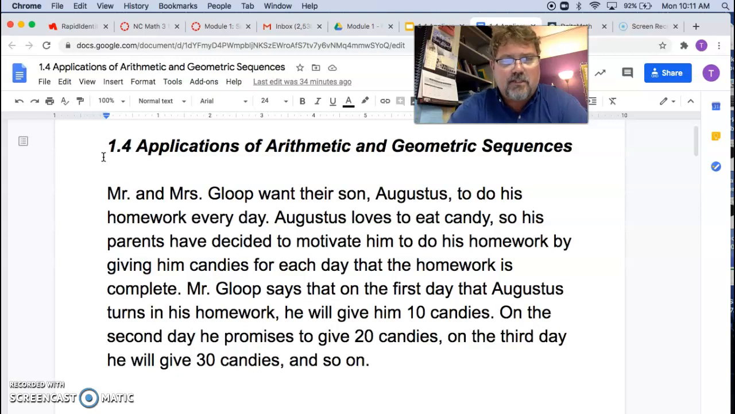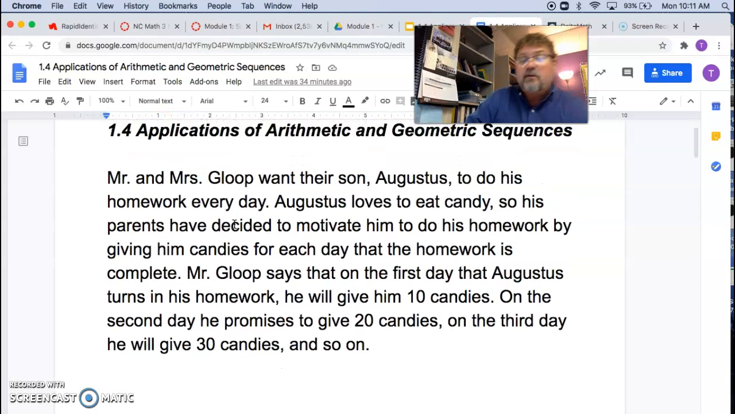It says, Mr. and Mrs. Gloop want their son, Augustus, to do his homework every day. Augustus loves to eat candy, so his parents have decided to motivate him to do his homework by giving him candies for each day that his homework is complete. Mr. Gloop says that on the first day that Augustus turns in his homework, he'll give him 10 candies. On the second day, he promises to give 20 candies, and on the third day, he'll give 30 candies, and so on. All right, we're reading this text here.